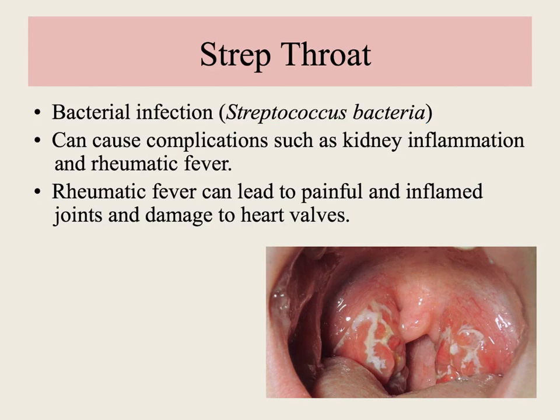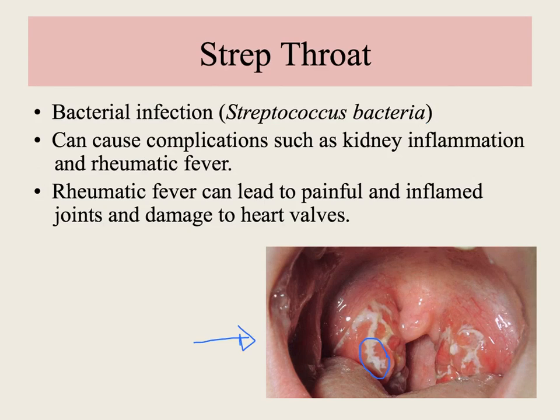Strep throat is a bacterial infection, and this picture down here shows you what you can see. You can see these colonies of bacteria that have been attacked by white blood cells, and we've got some pus forming. It's looking like an infection, and that's what it is, right there on the palatine tonsils in the back of this person's mouth.